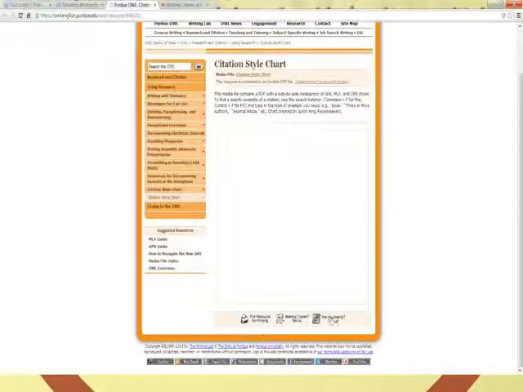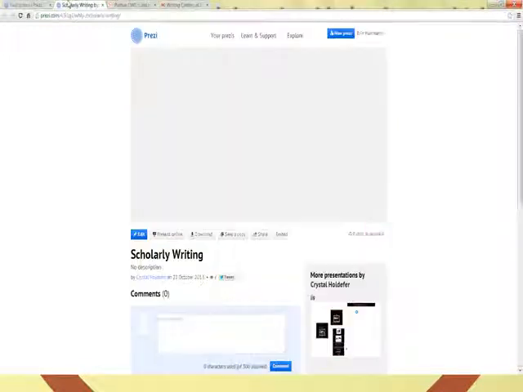Purdue OWL. So, I'll just go back. I don't know what they're doing.